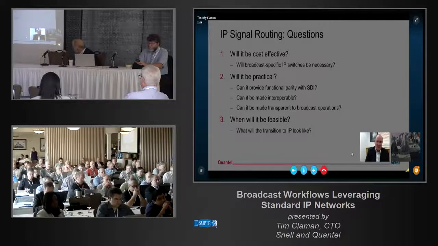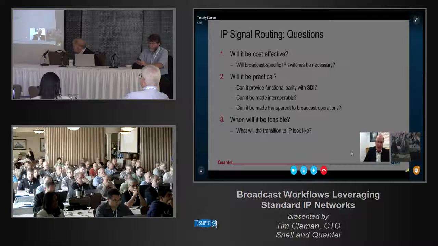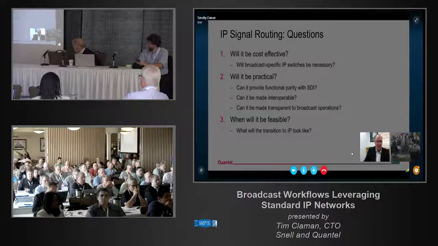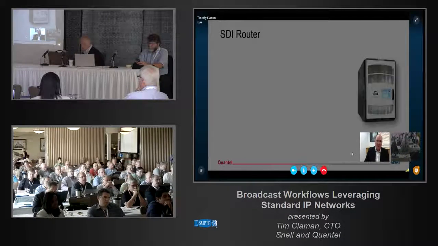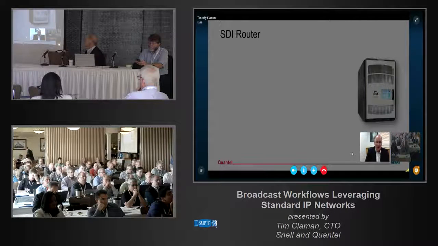And I think the last question is really about timing. When will it be feasible to start using IP signal routing alongside or in addition to traditional SDI routing infrastructure? So I'm going to try to tackle each of these questions over the course of the presentation, but to really get into that analysis, I think it's helpful to compare the core technologies of SDI signal routing and IP data switching. And I think we're all familiar with SDI. An SDI router sits at the heart of a facility and takes care of moving signals wherever they need to go.